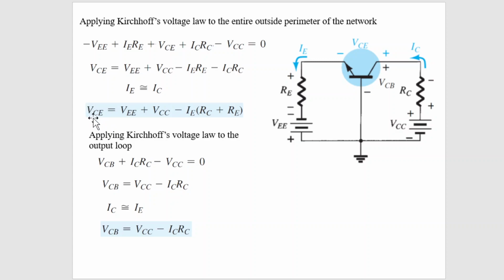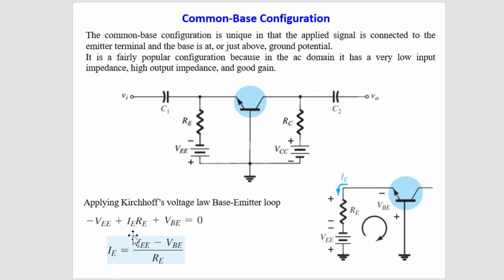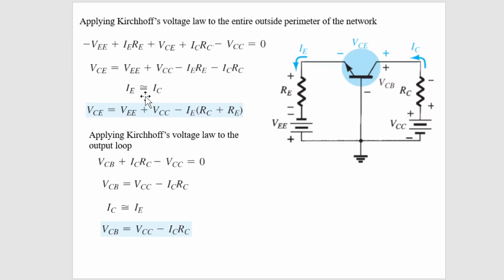So the collector emitter voltage VCE, that is this voltage, just solving these equations and substituting IC in place of IE, is equal to VEE plus VCC minus IE in bracket RC plus RE. Why have I not written it in terms of IC? Because here IE is known. We have calculated IE earlier. So IE is equal to IC. Whether you write IC or IE, both are the same.